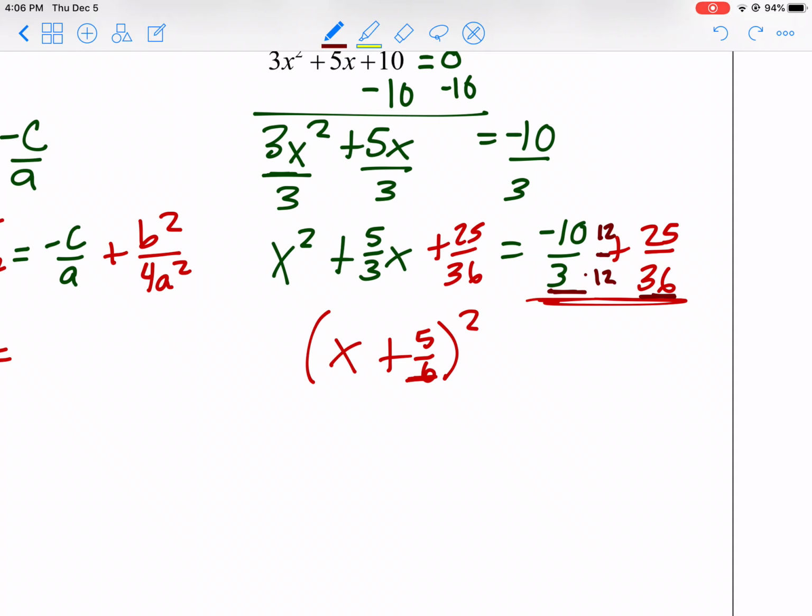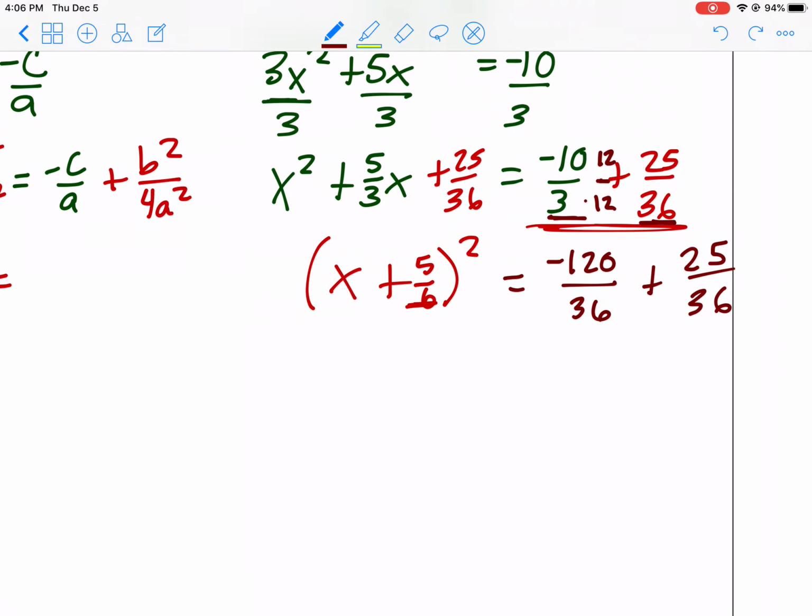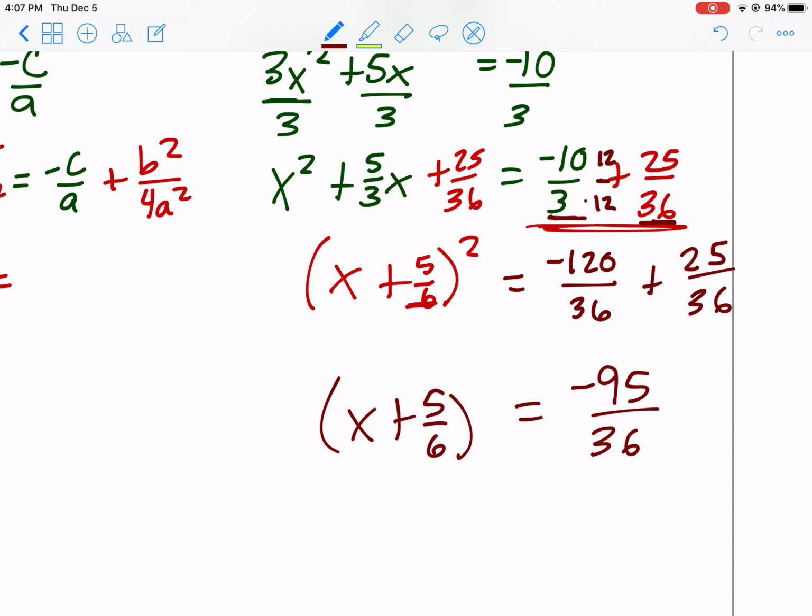So what I'll have here is, let's see, negative 10 times 12 is negative 120. 3 times 12 is 36. Plus 25/36. Okay, now that we have a common denominator, these two are easy to add together. I will get negative 95/36. And over here, I still have my (x plus 5/6) squared. Okay, we'll come back and finish this in a second.